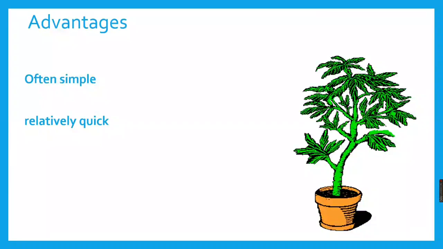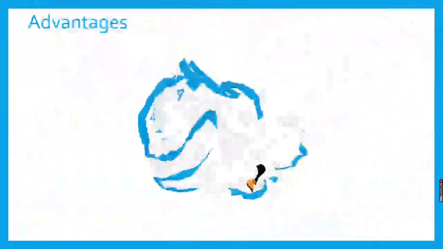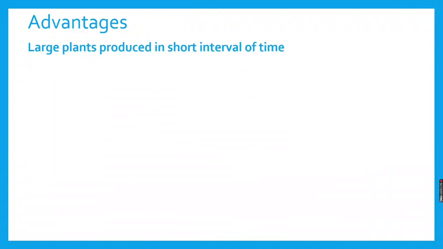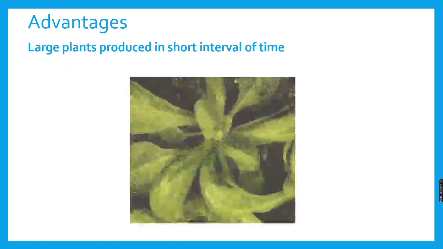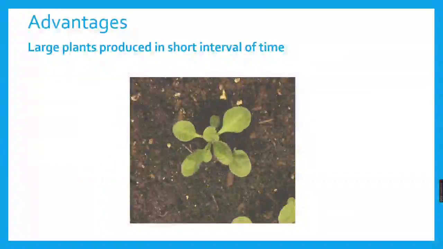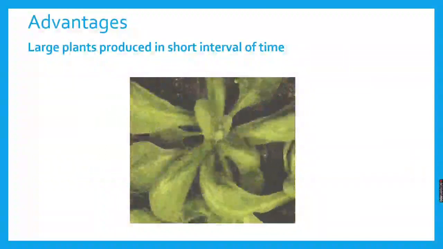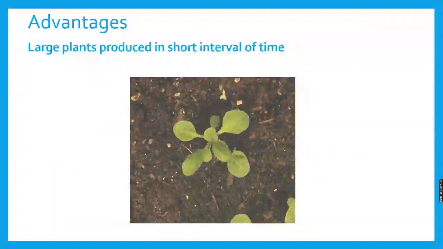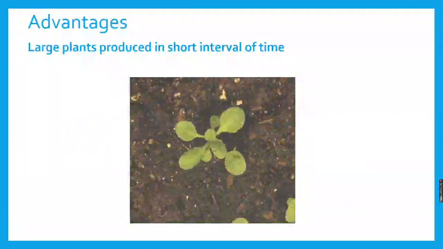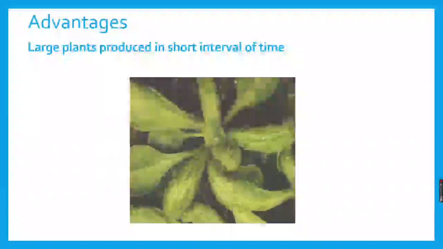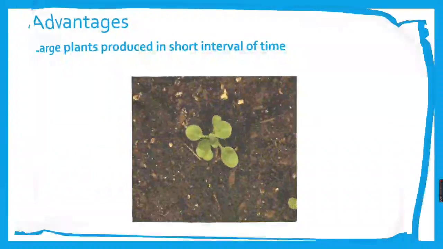Then the third advantage is that large plants can be produced in a short interval of time. Here you can see there is an animation of a plant. Now you can see there is a small plant and suddenly it grows very quickly in a short interval of time. So in real life you may see that a small plant can be grown in a short interval of time.